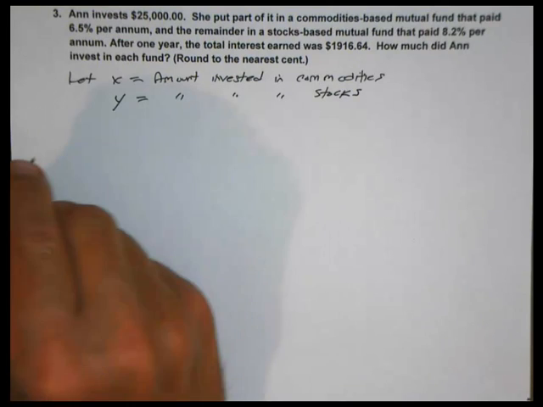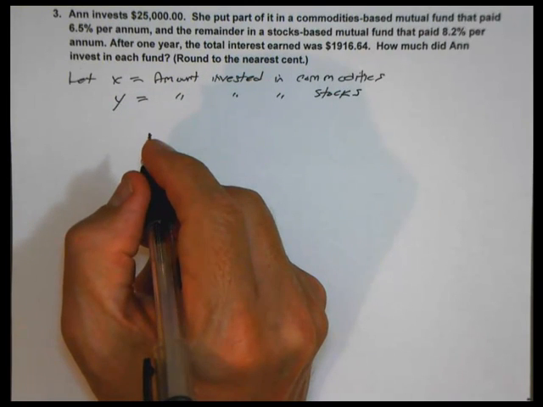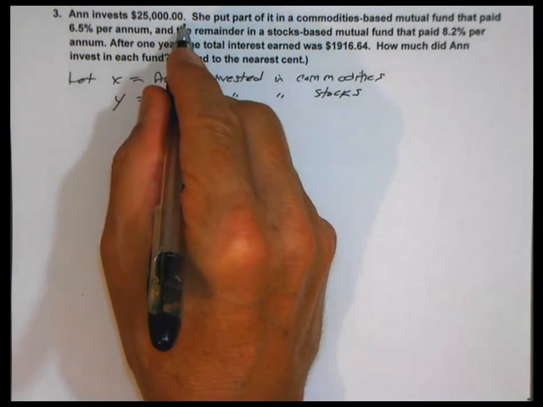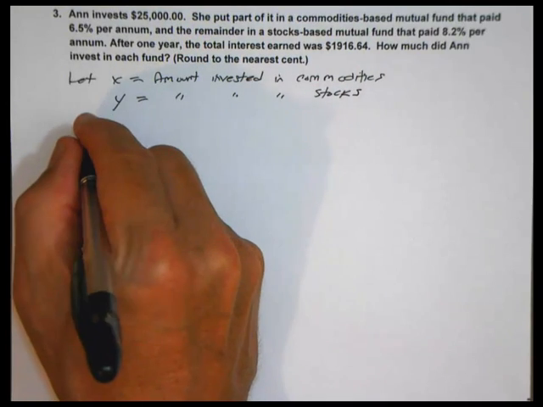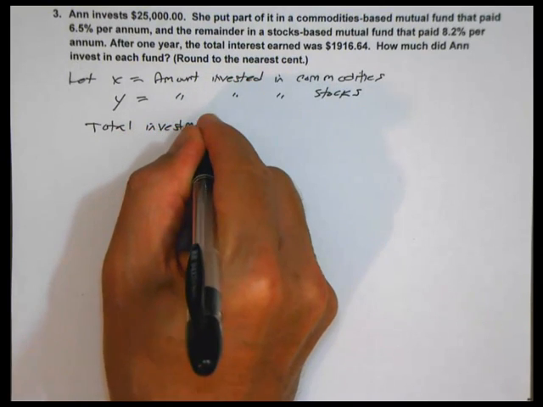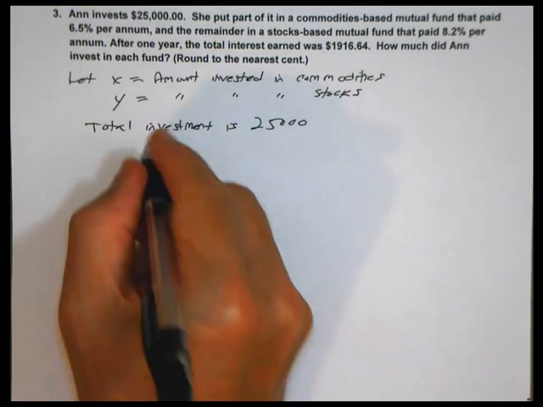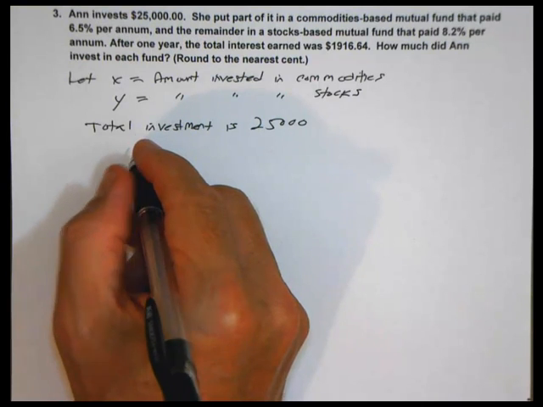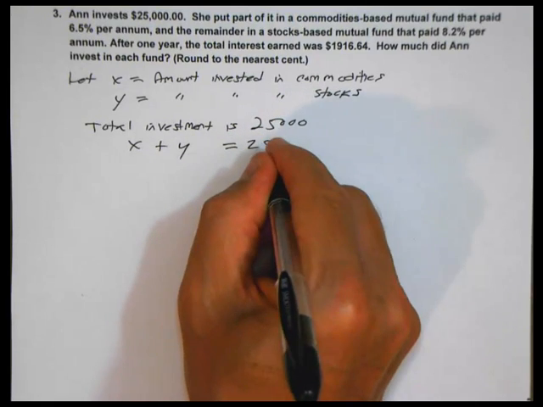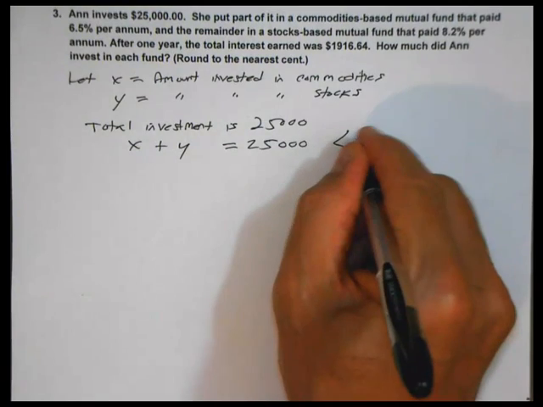Okay, now let's see what sort of information we have here that could lead to equations. Right in the beginning sentence, Anne invests $25,000. So in other words, the total investment is $25,000, and this would lead to a translation of x plus y equals 25,000. Okay, got an equation there. I'll call this equation 1.